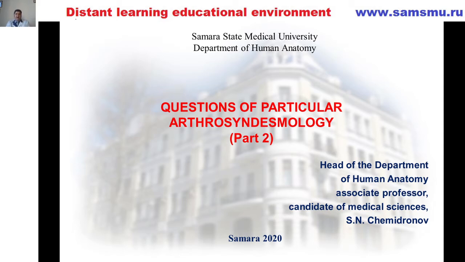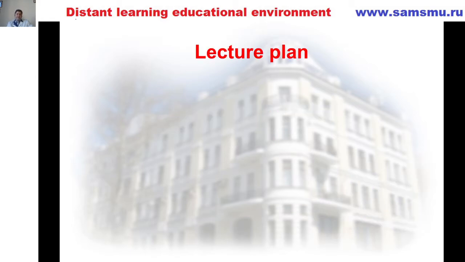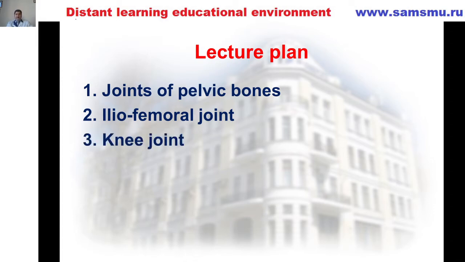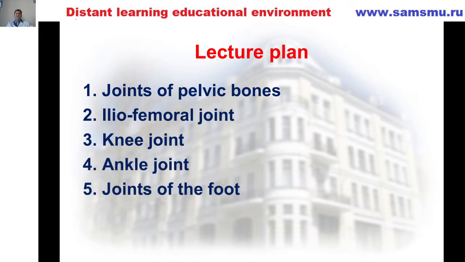And now we will talk about particular arthrosyndesmology, and you will listen to the second lecture about particular arthrosyndesmology. Next, I'll show you the plan of our lecture. First, we'll talk about joints of pelvic bones. Next, we'll talk about the iliofemoral joint. After, we will talk about the knee joint, ankle joint, and joints of the foot.